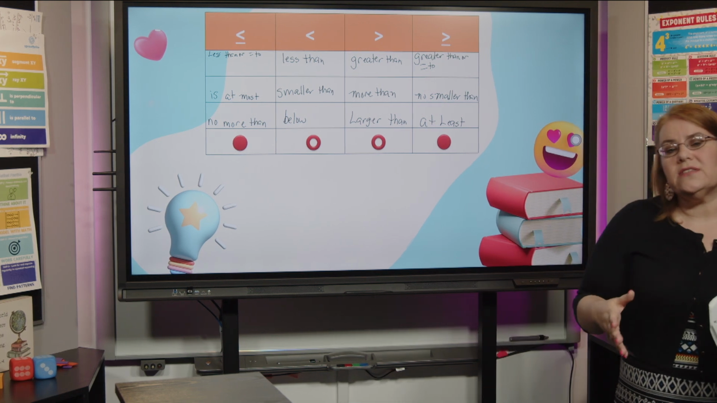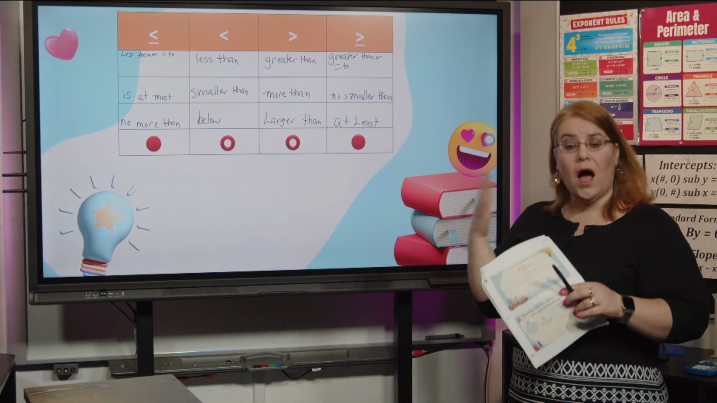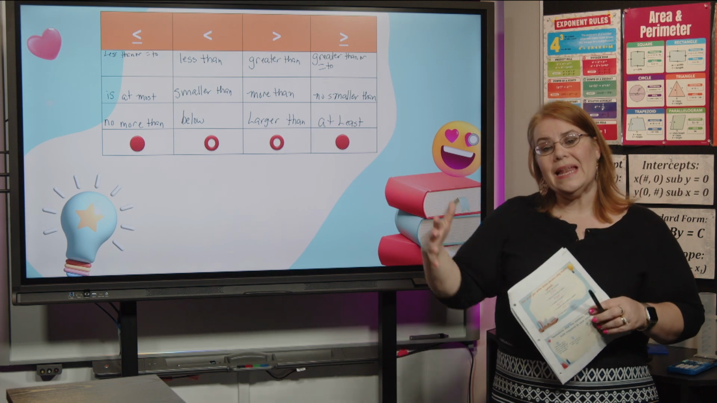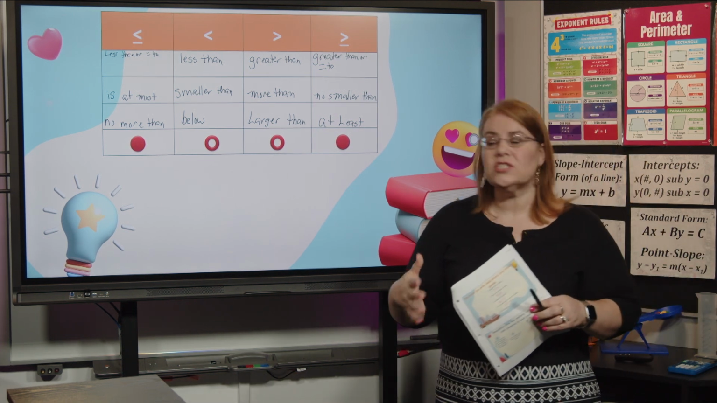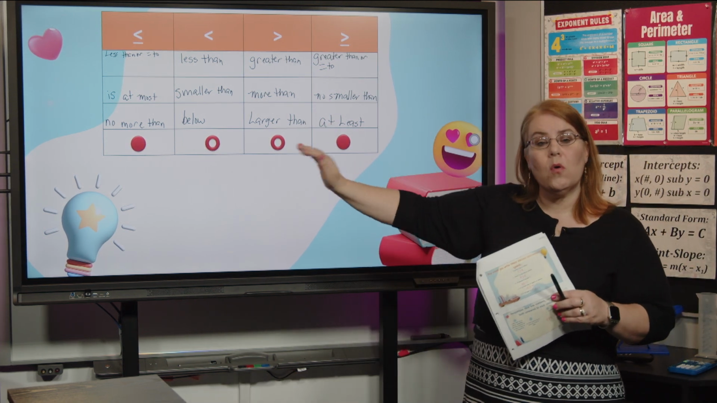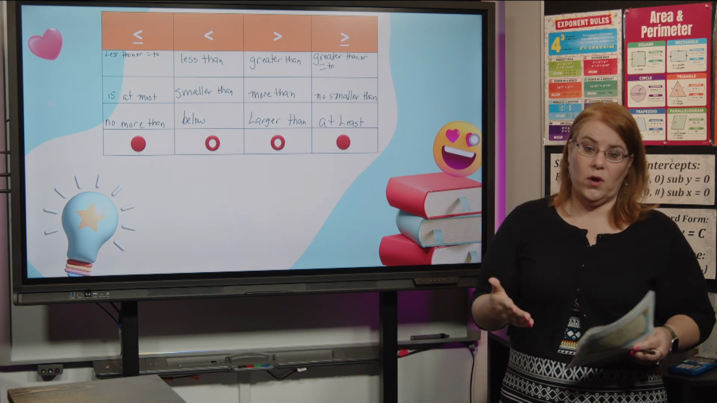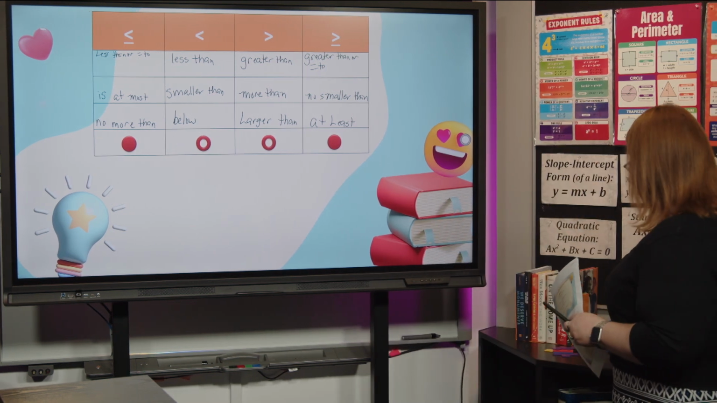Now, some of these words and some of these phrases may be common, but some of them are kind of new to us. So the more that we get into this Algebra 1 course, we're going to see a whole lot more of these uncommon ones so we can get used to seeing and how we work them. Good job. Let's see what we've got.